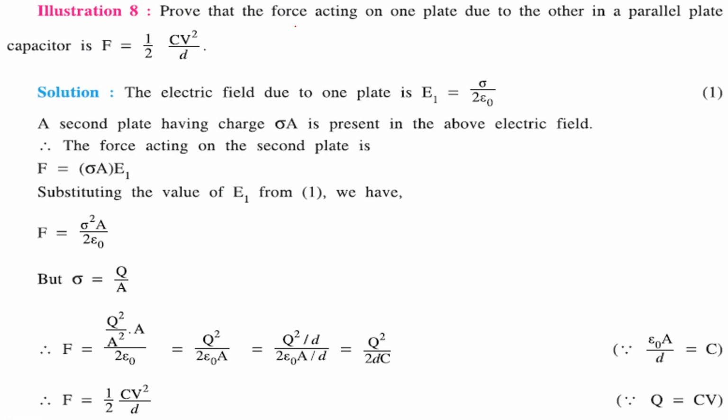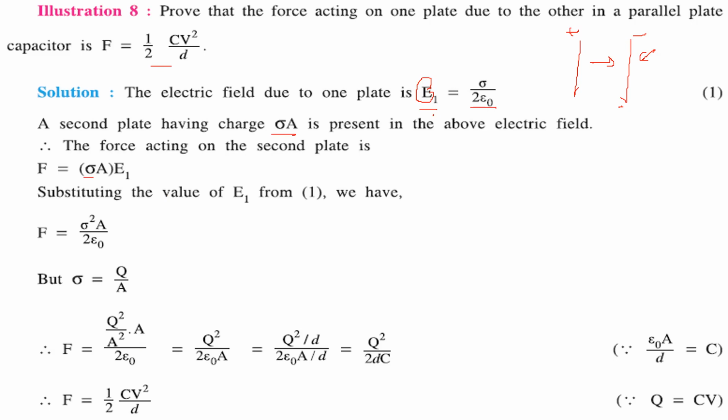Prove that the force acting on one plate due to the other in a parallel plate capacitor is this much. We have known that the electric field due to one plate, if there are two plates like this, the electric field E1 is sigma by 2 epsilon naught. A second plate having a charge, say Q into A, is present in this field, right? The force acting on this second plate is F equal to sigma A into this electric field.